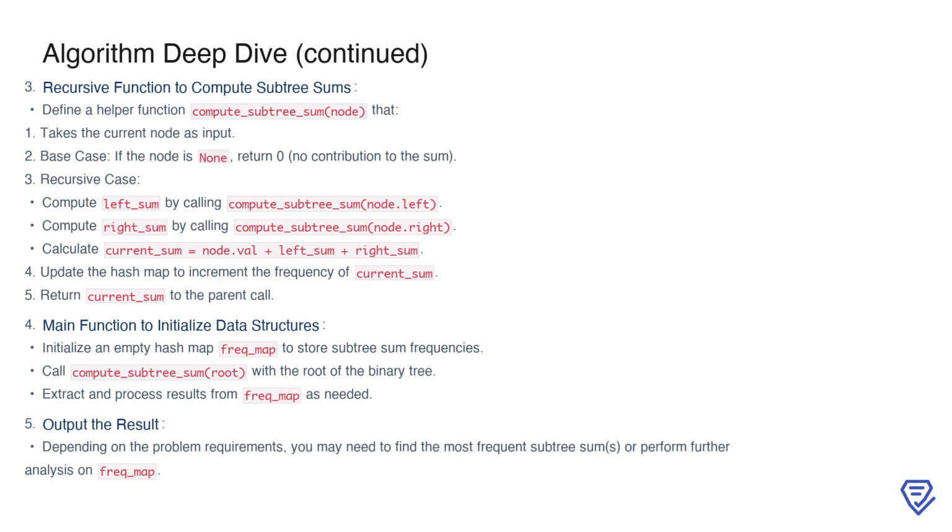The main function initializes the hash map and invokes the recursive helper function starting at the root node of the tree. Once all nodes are processed, the results can be extracted and analyzed from the hash map, such as finding the most frequent subtree sum.